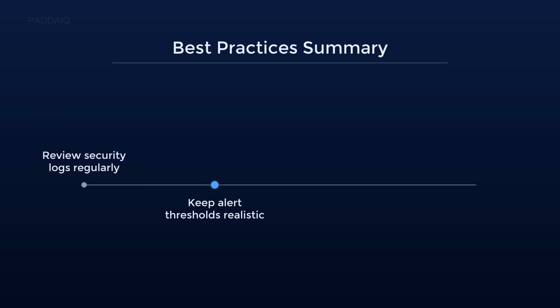Keep alert thresholds realistic. This means setting monitoring alerts to trigger only for meaningful issues, not minor fluctuations. For example, set a CPU alert at 80% sustained usage rather than 60% brief spikes. This prevents alert fatigue and ensures your team focuses on genuine problems.